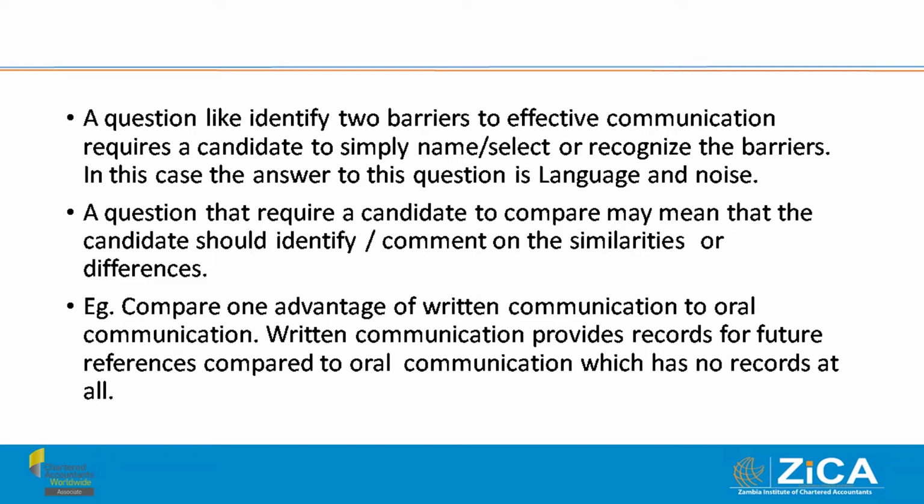Now, most of the times, candidates, when answering a question where they are expected to compare, would simply state one aspect of it. For instance, they would simply say, written communication provides a record for future reference, and they won't mention anything on oral communication. So you are expected to balance your answer by indicating written communication provides a record for future reference compared to oral communication, which does not provide a record for future references.